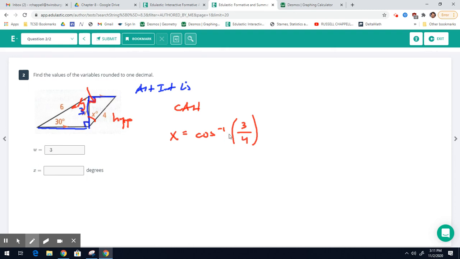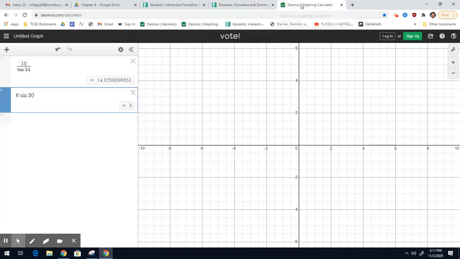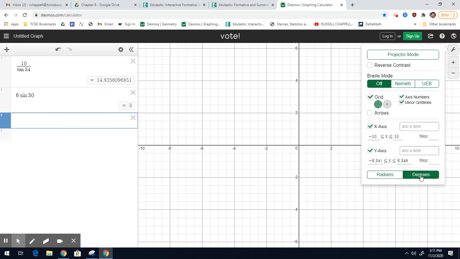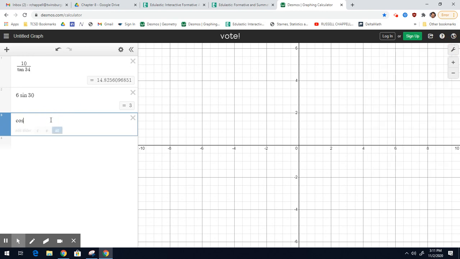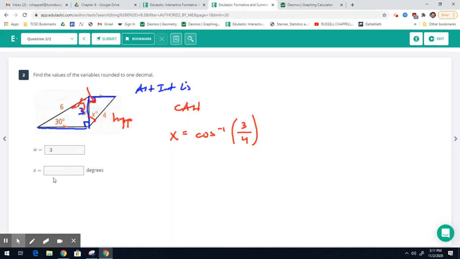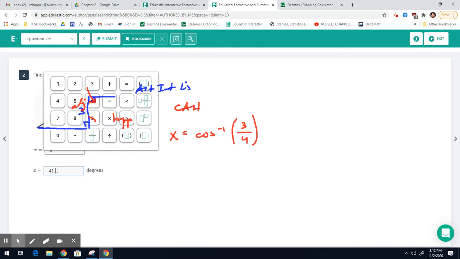And I type this into Desmos graphing calculator, and I get my answer to 1 decimal. So in here, make sure I am in degree mode. I am. So I'm doing inverse cosine again, cosine to the negative 1, and I believe it was 3 divided by 4. And that's going to be 41.40. The 0 keeps the 4 the same, so that's 41.4 degrees.